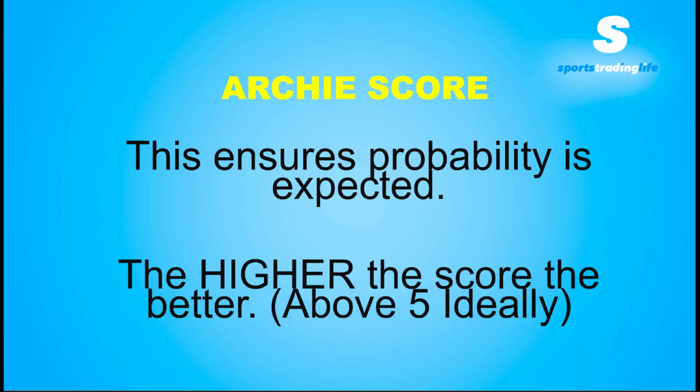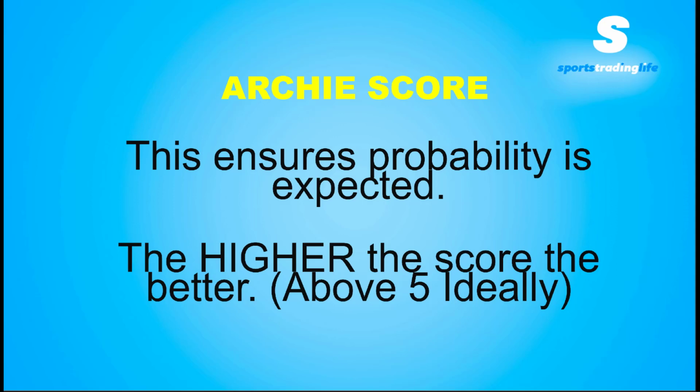Now with the Archie score, we want to find a higher score. Well, the higher the score, the better with the Archie score. So with the p-value, the lower the better. With the Archie score, the higher the better. Above 5, ideally, that's the number that you're looking for. And the good news is that generally, if you find a good p-value, then the Archie score is usually good as well, and vice versa.